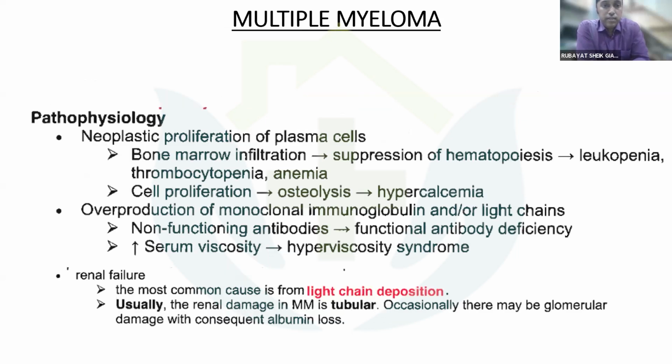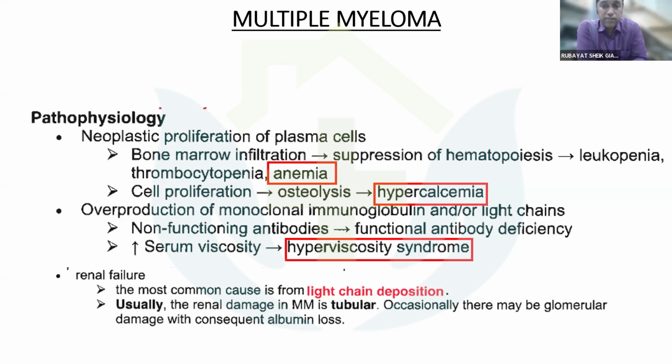So basically, you have an abnormal proliferation of plasma cells in the bone marrow, infiltrating the bone marrow, leading to pancytopenia. This cell proliferation causes osteolysis and hypercalcemia. So these patients usually present with features of anemia. They present with features of hypercalcemia. And of course, due to the huge load of antibodies, the blood becomes hyperviscous. Okay. So you have hyperviscosity syndrome. The blood becomes very viscous and blood flow to all the organs becomes very sluggish. So this is the basic pathology of the symptoms that are produced in multiple myeloma.